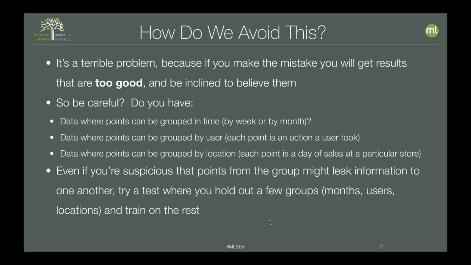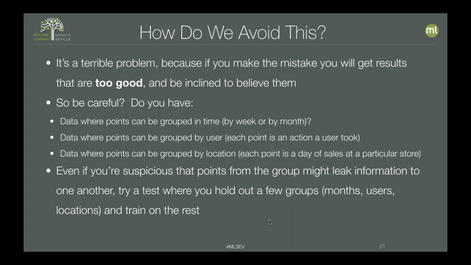And even if you're suspicious that points from the same group might leak information to one another, just do the test. So if you say, yeah, I think all of the points from this restaurant-based problem are being drawn from the same distribution, but it's possible that because I only have 5 restaurants, some of the points from each restaurant are similar enough to leak information.